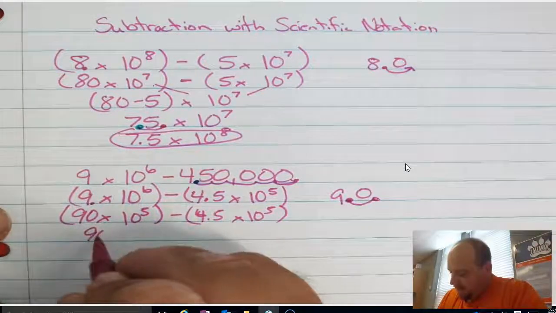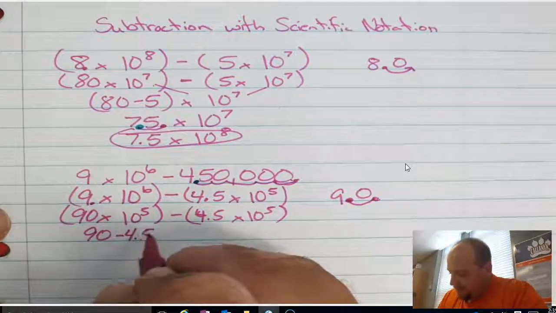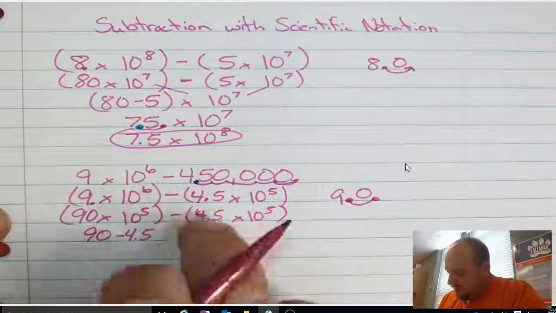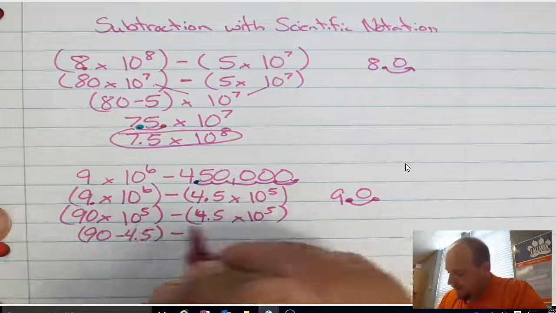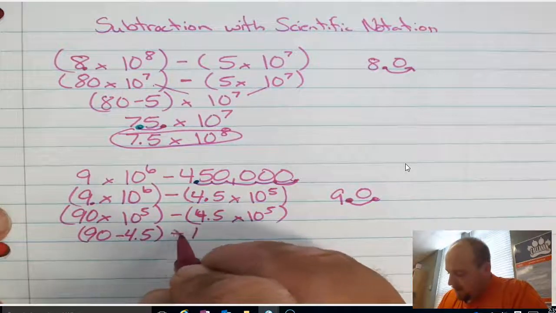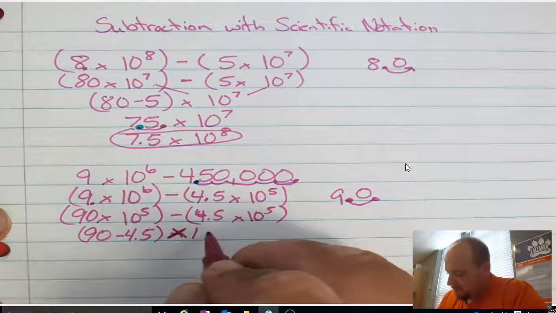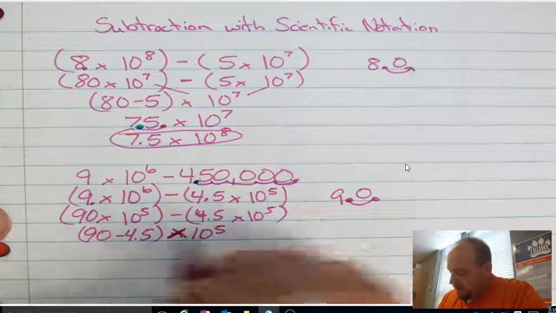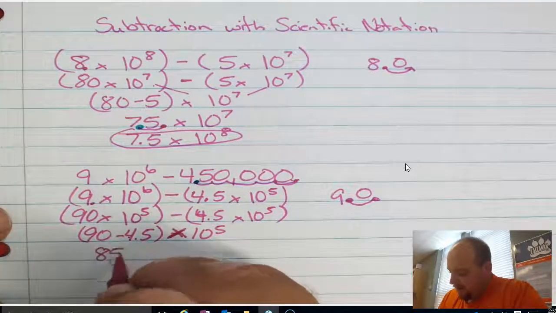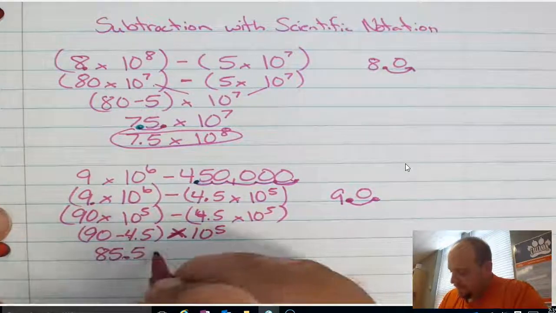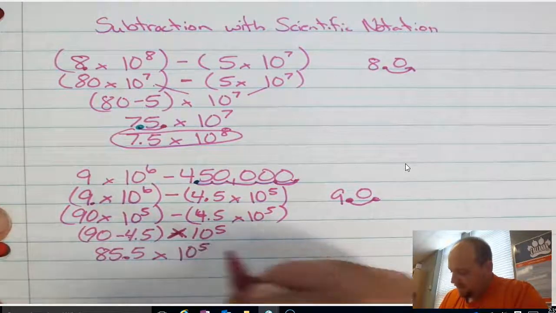Now I'm going to have 90 minus 4.5 because I'm taking those two factors and grouping them together, because the distributive property allows me to do this. Taking the 10 to the 5th and writing it down here. I'm going to be multiplying, sorry, not subtracting between that. 90 minus 4.5 gives me an answer of 85.5 times 10 to the 5th.